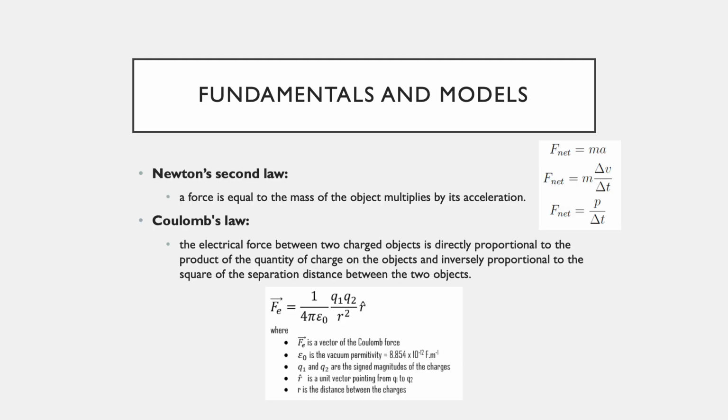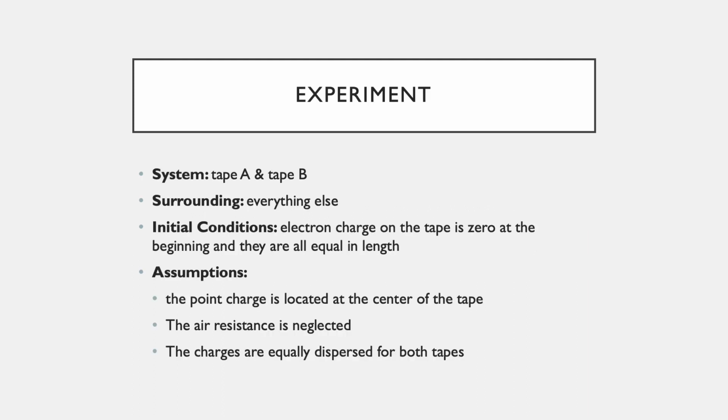The fundamentals of this experiment include Newton's second law and Coulomb's law. Newton's second law states that a force is equal to the mass of the object multiplied by its acceleration, and Coulomb's law states that the electrical force between two charged objects is directly proportional to the product of the quantity of charge on the objects and inversely proportional to the square of the separation distance between the two objects. For this experiment, the system is tape A and B, and the surroundings are everything else.